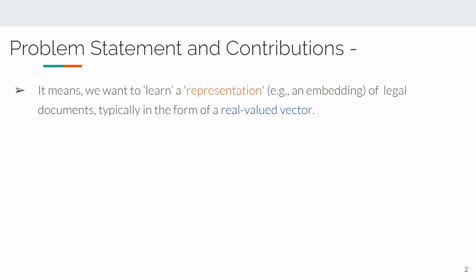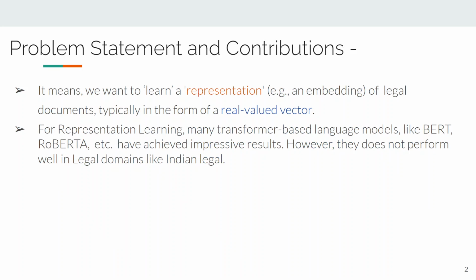a representation, for example an embedding, of Indian legal documents in the form of a real-valued vector, because computers only understand numbers. Hence we will try to get the embedding of a sentence or a document. Now, for representation learning, many transformer-based language models like BERT, RoBERTa, Longformer, etc. have achieved impressive results. However, they do not perform well in legal domains like Indian law.